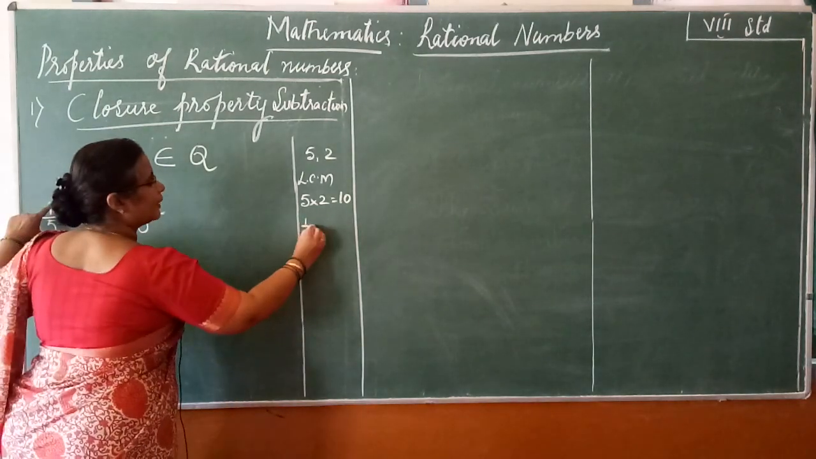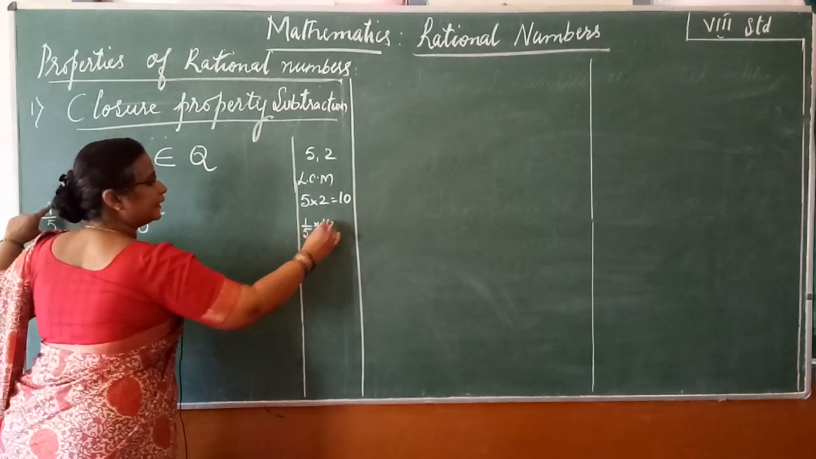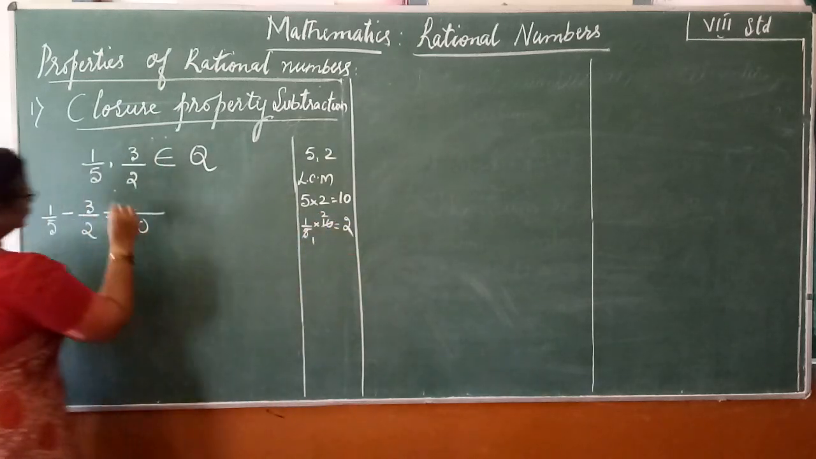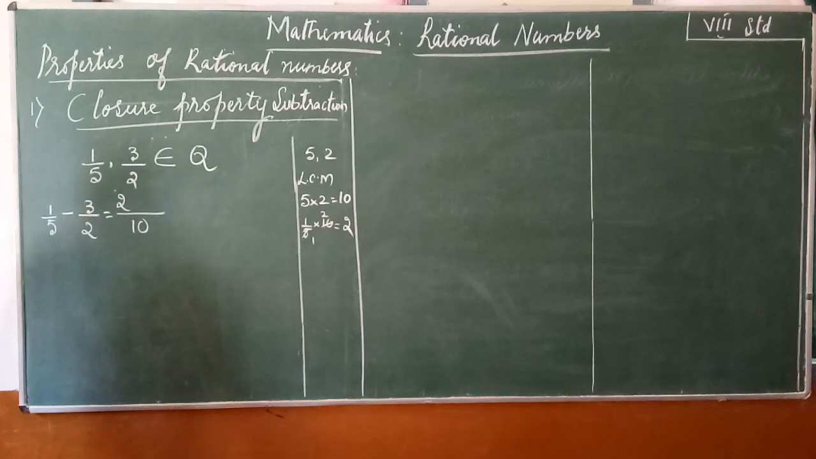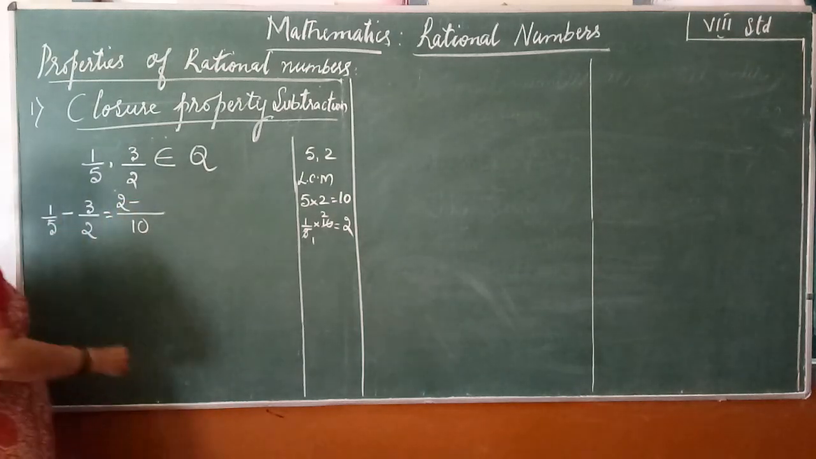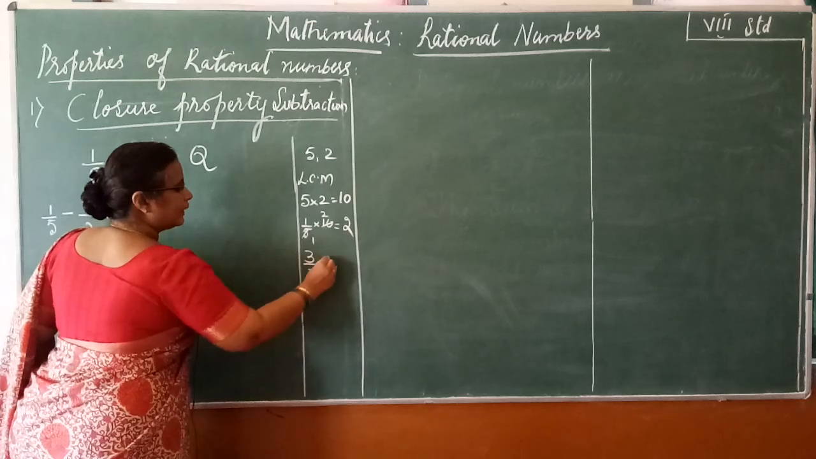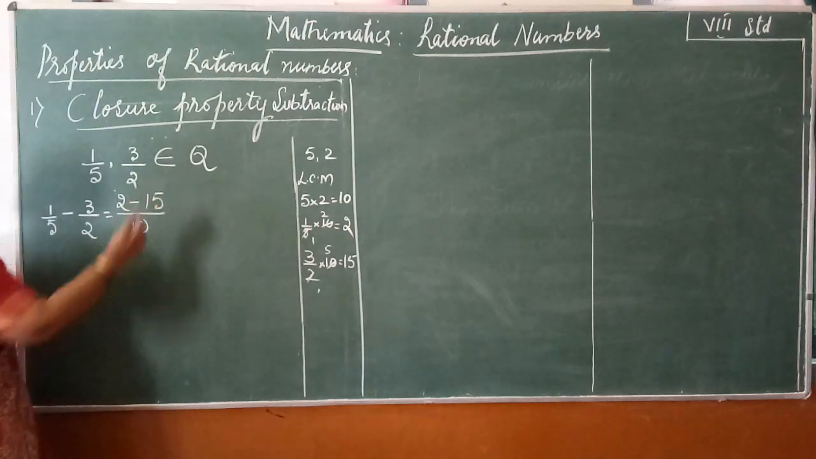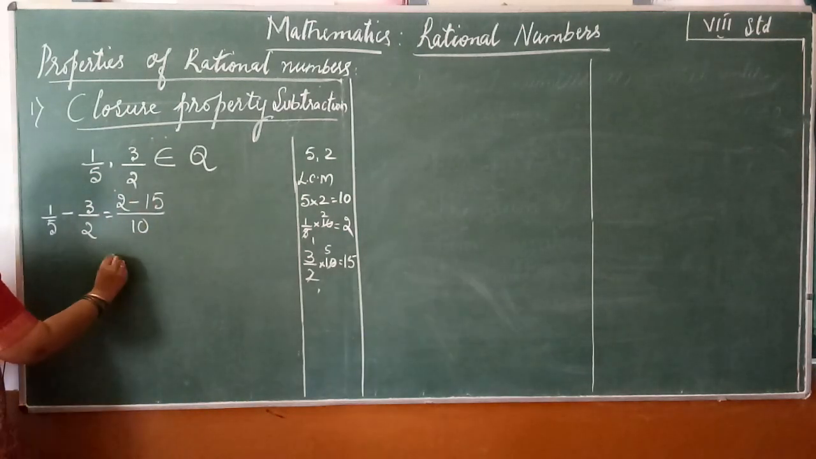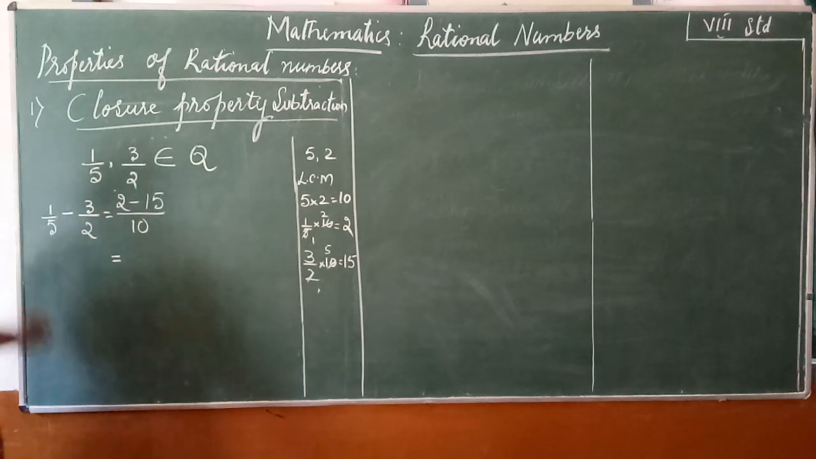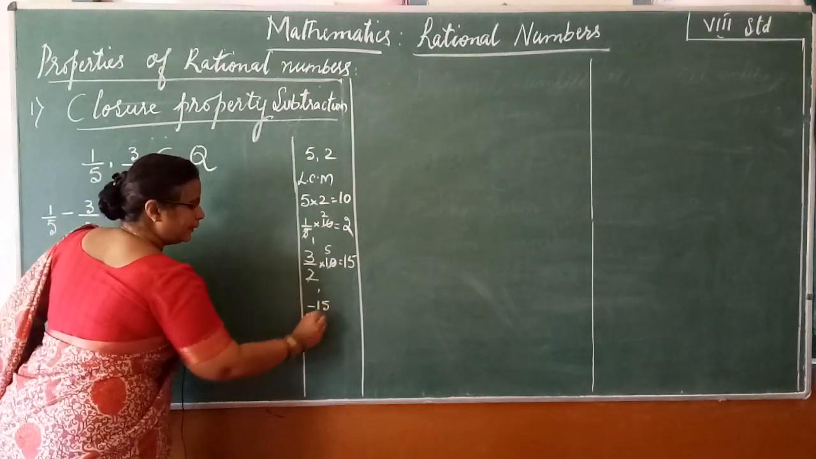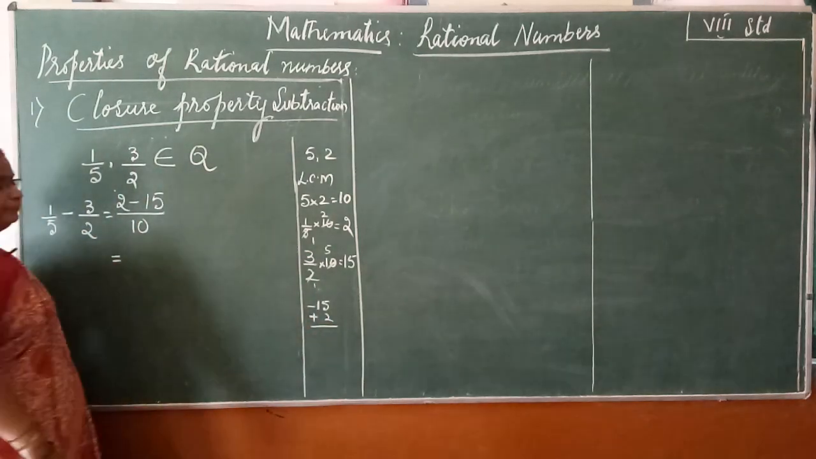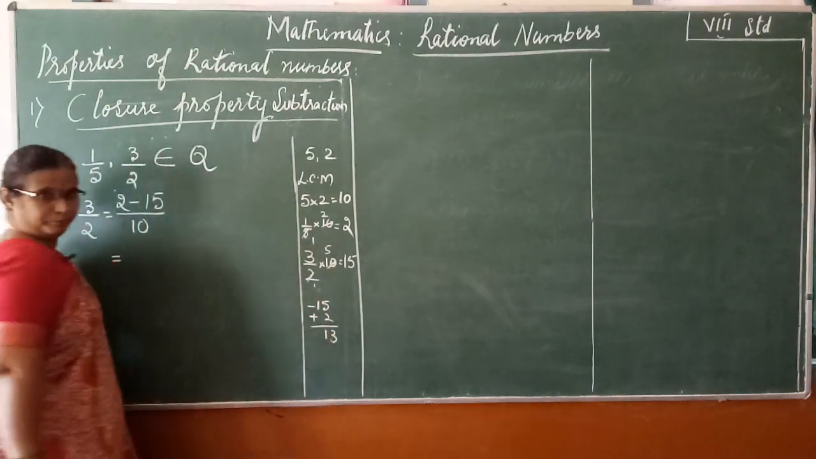Each fraction 1 by 5 multiply by 10. 5 ones are 5, twos are 2, ones are 2. So the simplest form of first 1 by 5 is 2 minus, again simplify, 3 by 2 multiply by LCM, 2 ones are 2, 5 threes are 15. Now 15 minus 2, here we have minus 15 plus 2. 15 when it is subtracted by 2 you get 13.